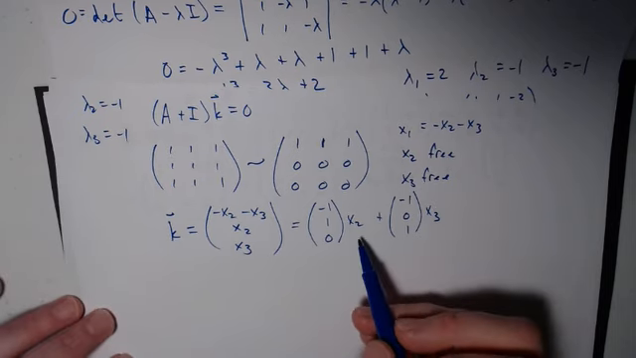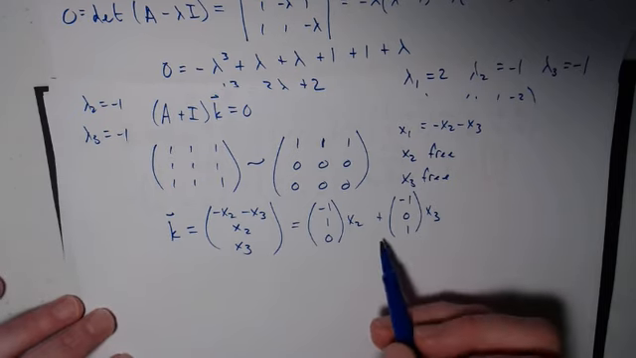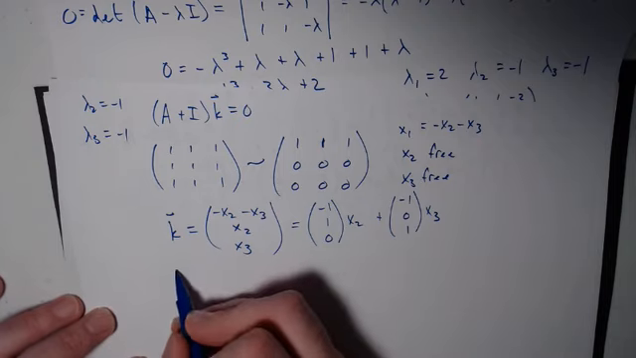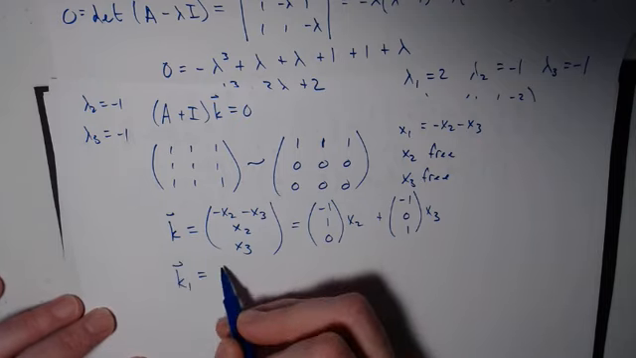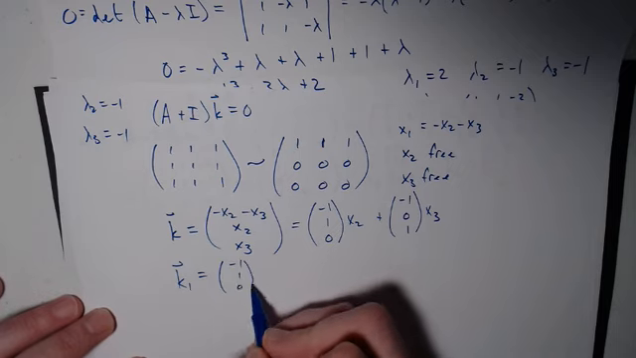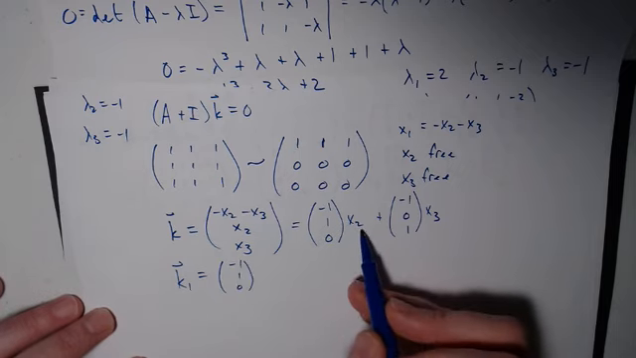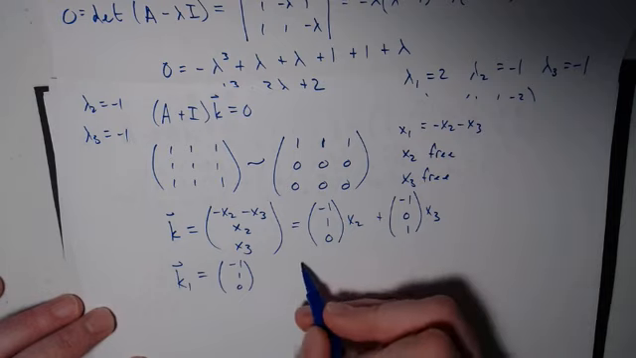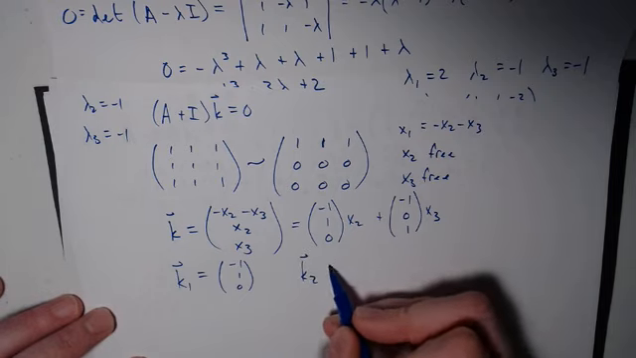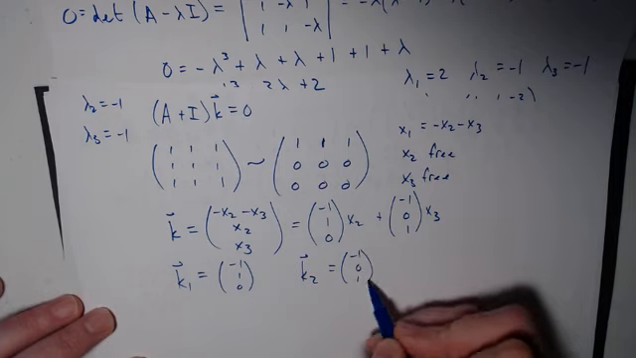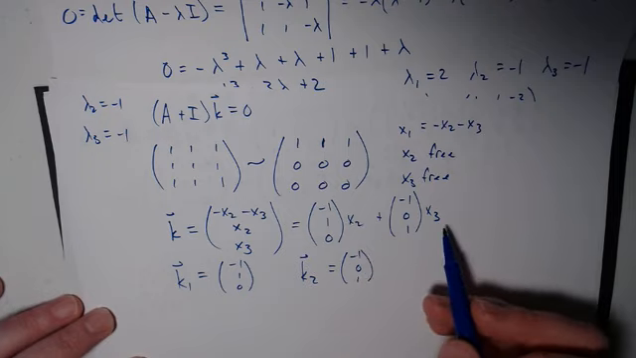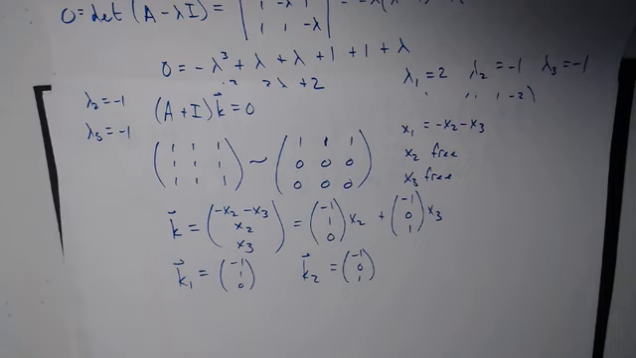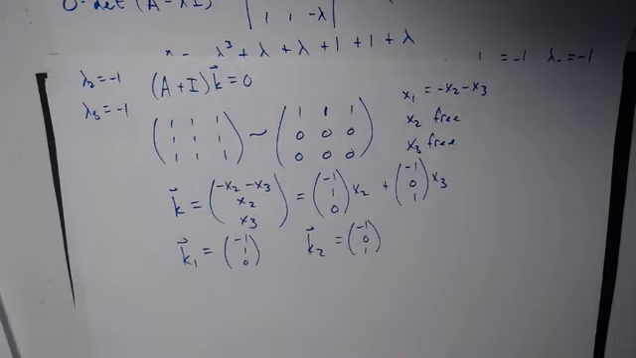And so then I can see that for one choice of x2 and x3, I'll get a k1. And I'm actually going to take k1 to be equal to -1, 1, 0. That's the one where I let x2 be 1 and x3 be 0. And I'm going to take k2 to be equal to -1, 0, 1, which is where I let x2 be 0 and x3 be 1. I could have taken any other linear combination and it would have worked so long as I didn't take the same one twice. But always take the easy one. We're choosing for our own convenience here.